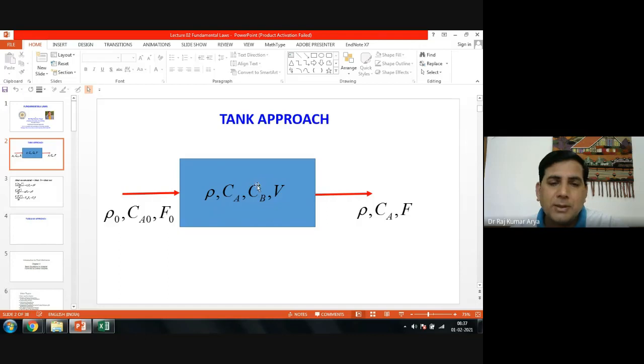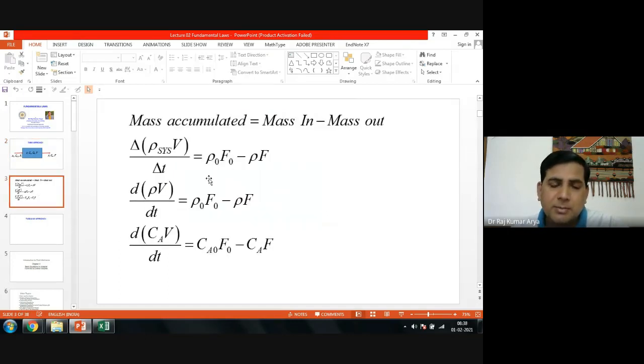So for that only we wrote the mass balance part, because the mass balance is just this one: mass accumulated would be equal to mass in minus mass out, right? And you cannot have a mass generation term here because mass cannot be generated. So whatever mass is accumulated is just in minus out. Therefore the mass generation term is not there.